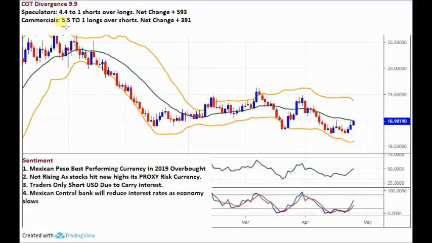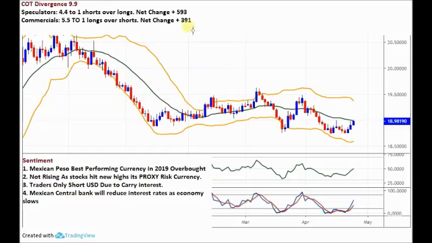Commercials are similar, 5.5 to 1 longs over shorts, very bullish of the USD. Their net change was only 391. Just for a regular view, the COT divergence is 9.9, so it's almost 10, which is a divergence we always like. So you've got speculators, they're all in the market, or as many of them who want to be are. You're hardly seeing any selling in the dollar.